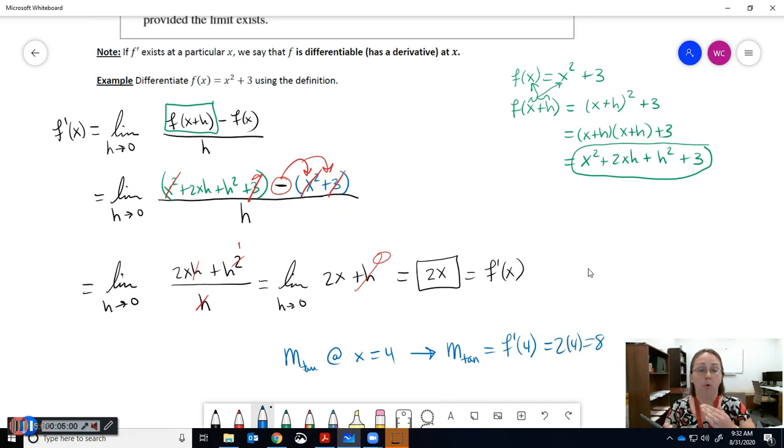So you don't have to do the whole difference quotient for every single point if you find it in general. Then you just plug in your point and you have your slope of your tangent line anywhere you need it, or the derivative at any point you need it. All right?